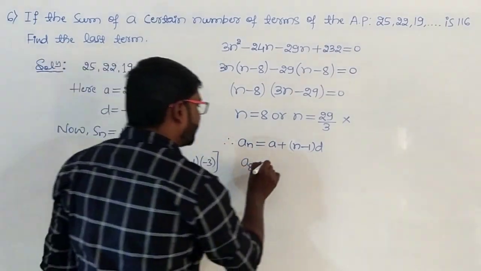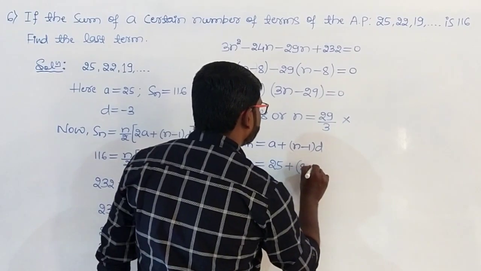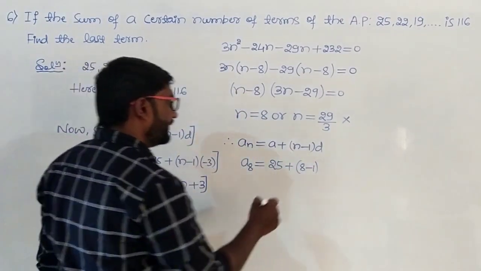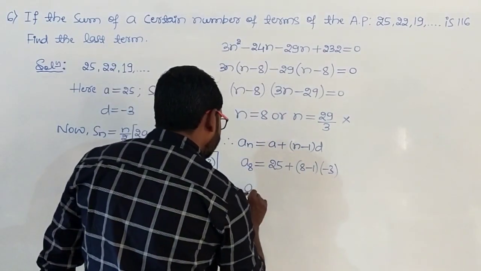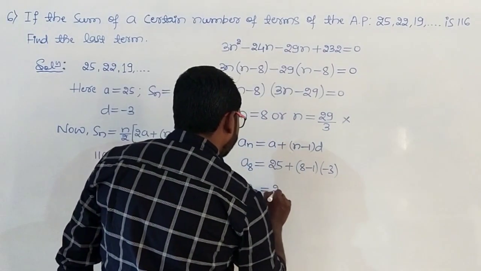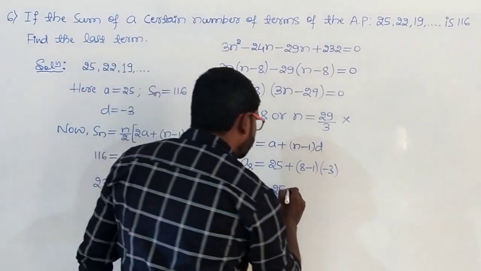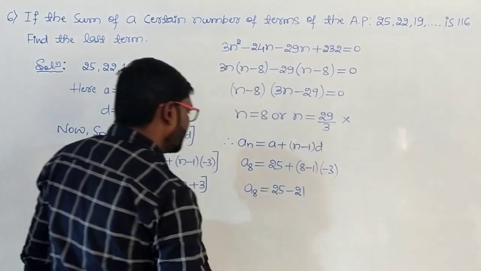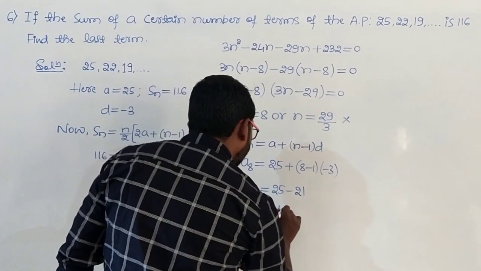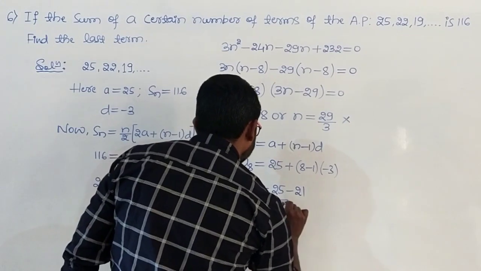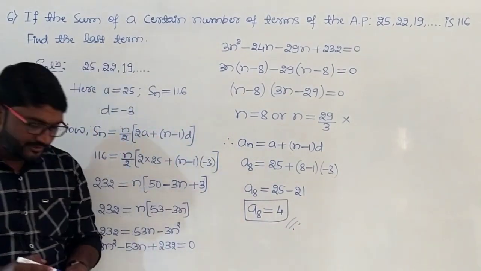A value, it is 25. 25 plus 8 minus 1 into d. What is the value of d? It is minus 3. Then so now a8, which is equals to 25. Then 8 minus 1, it is 7. 7 into minus 3, it is minus 21. Then A8 which is equals to 25 minus 21, it is 4. That means the last term for this particular AP is 4. So this is all about the sixth problem.